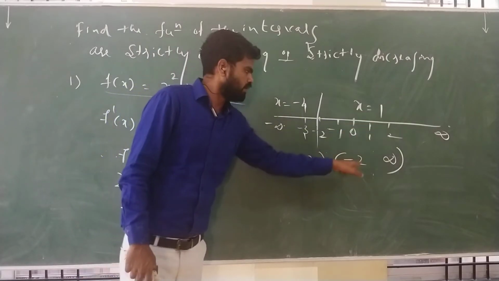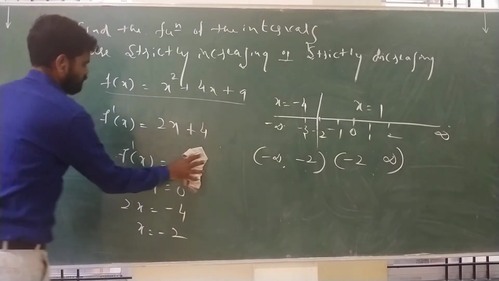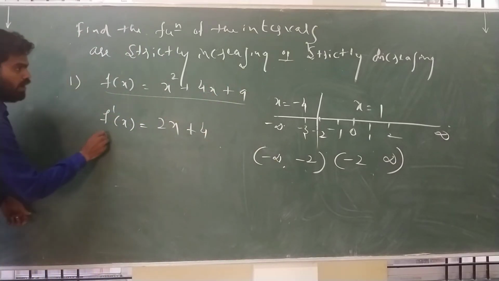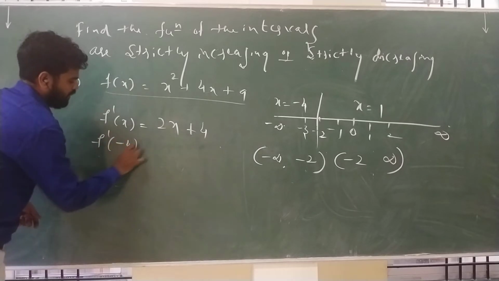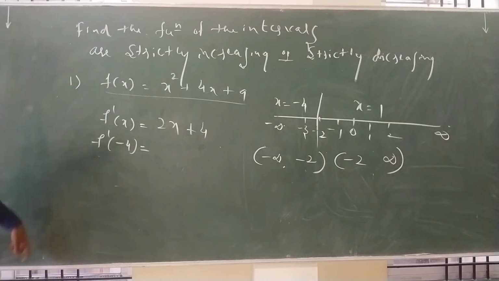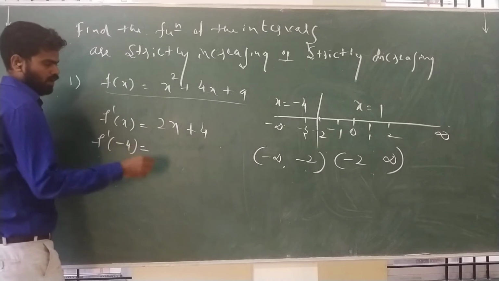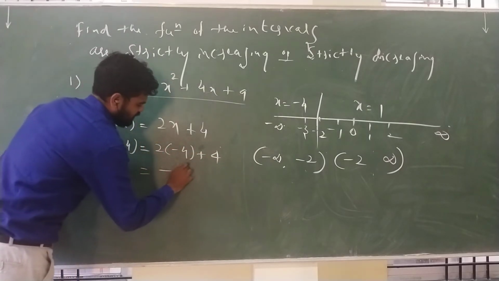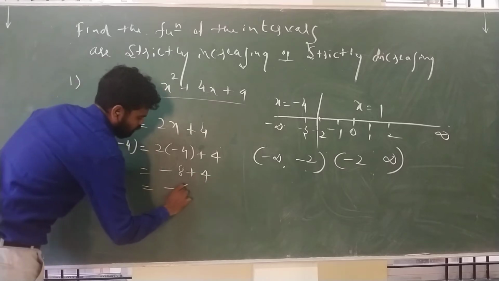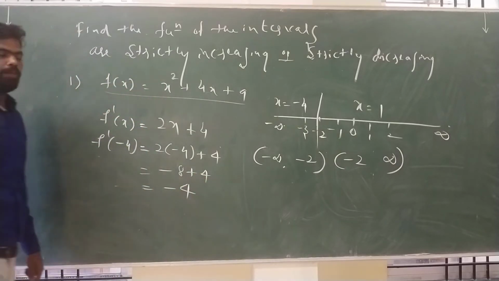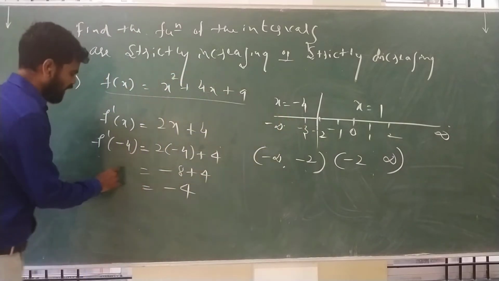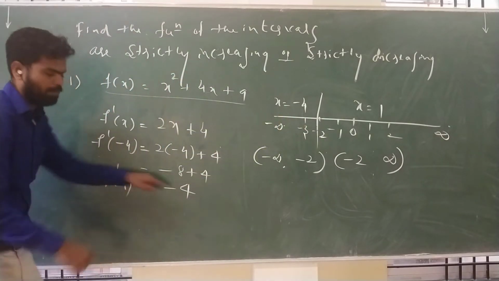As x equal to 1 is minus 2 to infinity. Substitute in f dash of x. Take any value, say f dash of minus 4. f dash of x is 2x plus 4, so 2 into minus 4 plus 4 is minus 8 plus 4, which is minus 4. So if x equal to minus 4, the value of f dash of x is minus 4, which is negative.